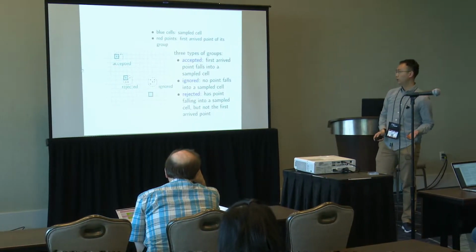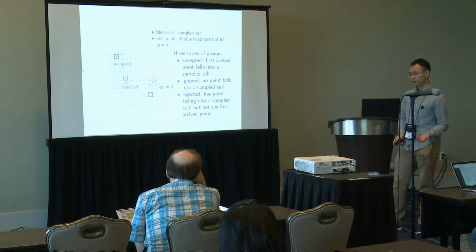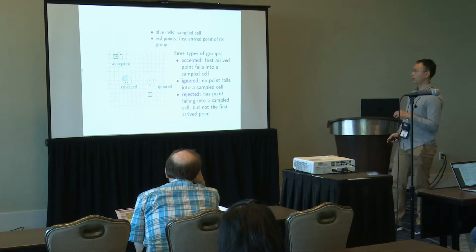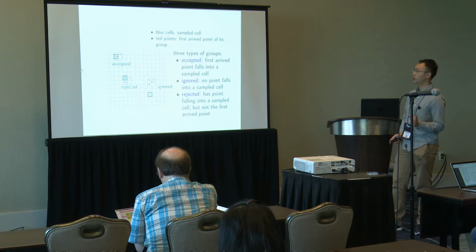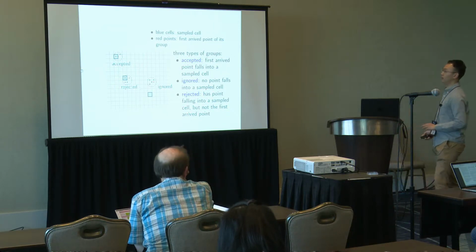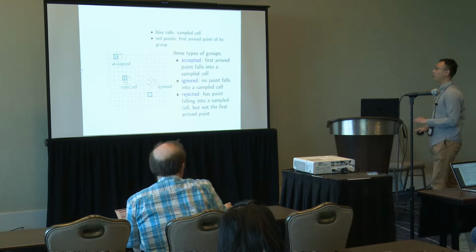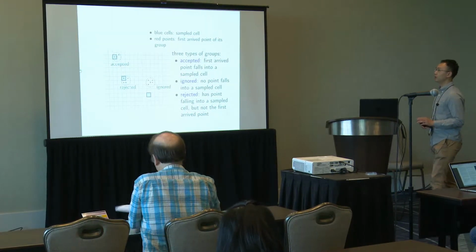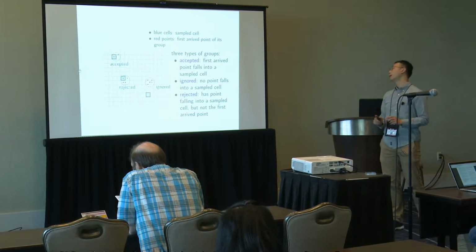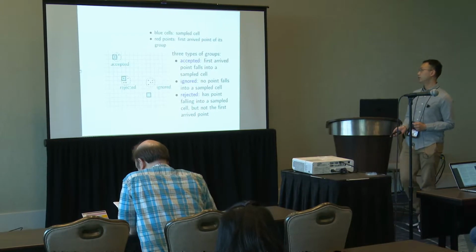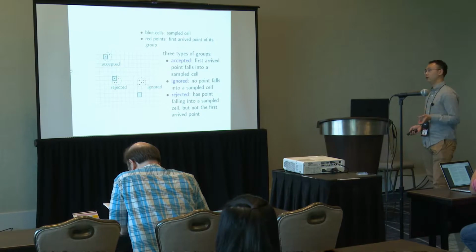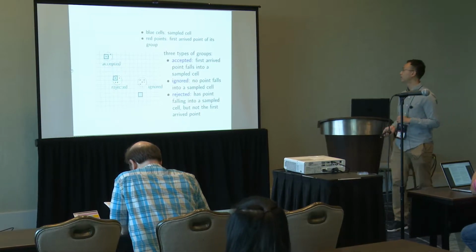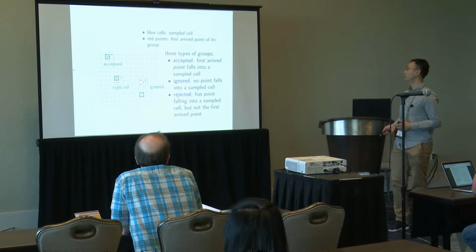Accepted group, which means the first arrived point falls into a sample cell. An ignored group, that means no point falls into a sample cell. For a rejected group, that means its first point falls into a non-sampled cell.